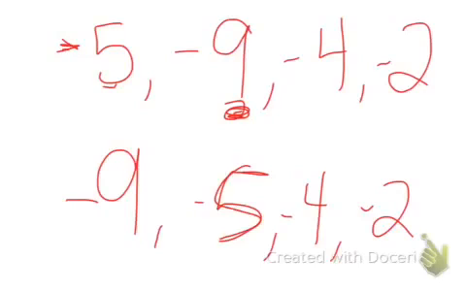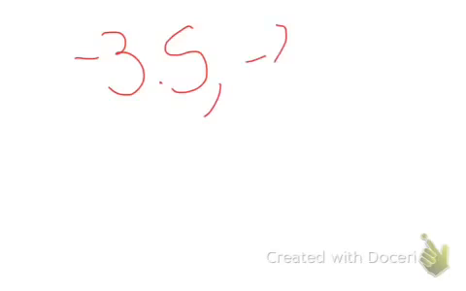Okay, here's a more challenging one. We're going to use some decimals here. Negative 3.5, negative 3.7, negative 3. Okay, now this one I want you to pause and solve.